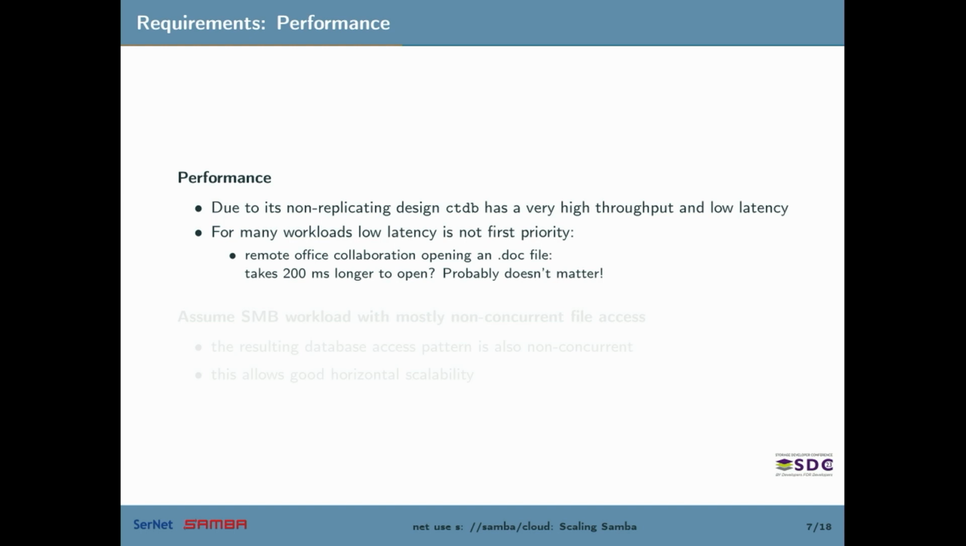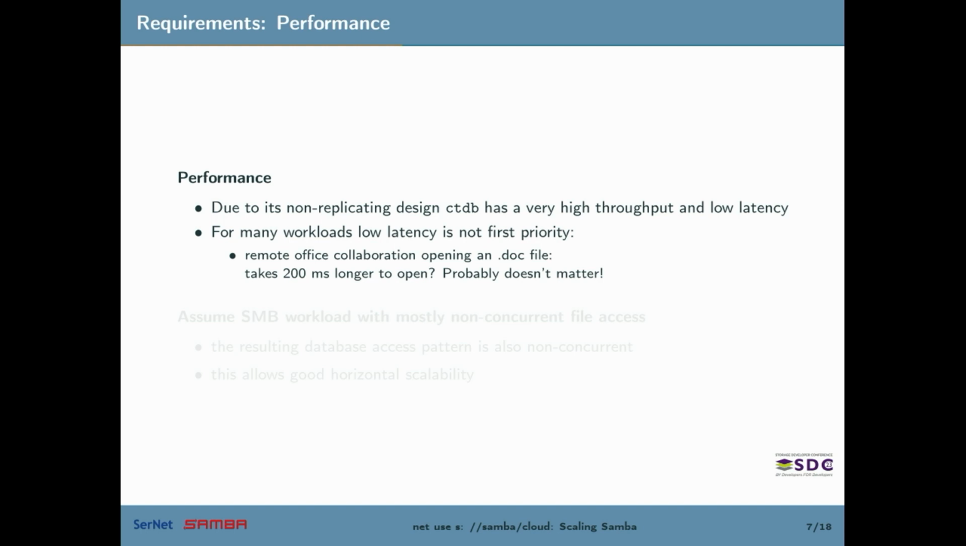So the problem is, if we look into replacing CTDB, which is very, very fast in storing database records, and we look into using a distributed consistent database, reading and writing from the database will be slower. There's just no way around it. But the question is, does it really matter, right?